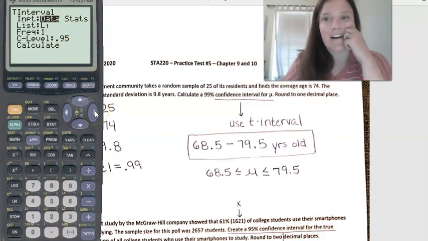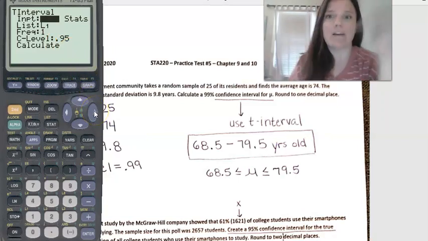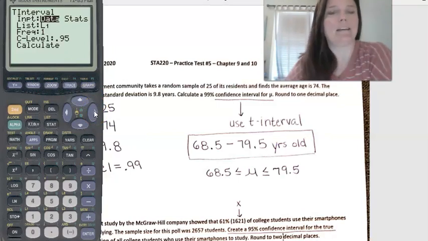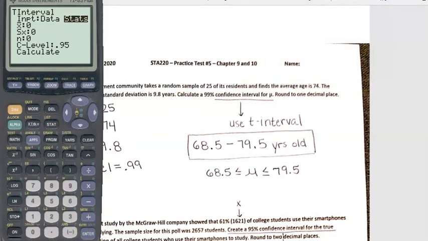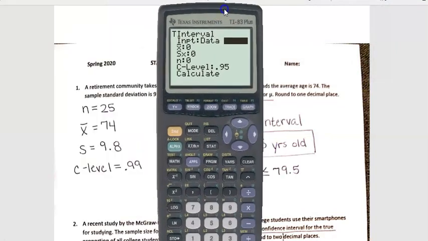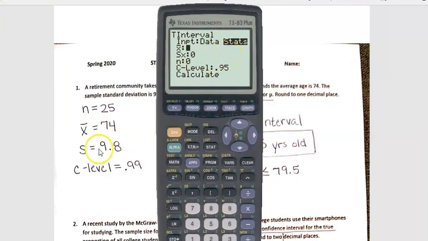So it does it all in one step instead of you having to calculate it and then put it back in and all that stuff. But most of the time we will be using stats because that's how most of our problems are set up. All right, so looking at the information we have, everything I wrote here is pretty much what we need to put in, right?